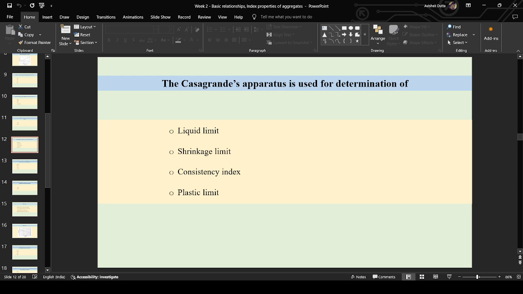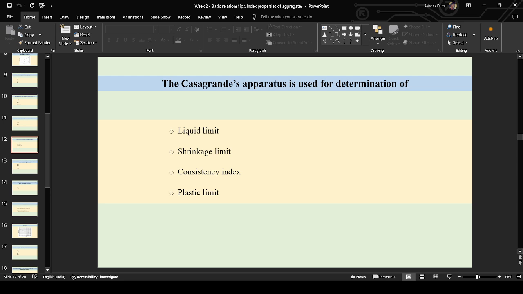I repeat the question. The Casagrande apparatus is used for determination of. The options are liquid limit, shrinkage limit, consistency index, or plastic limit. I hope you have ideas about these terms: liquid limit, shrinkage limit, consistency index, and plastic limit. You are familiar with these terms, right?